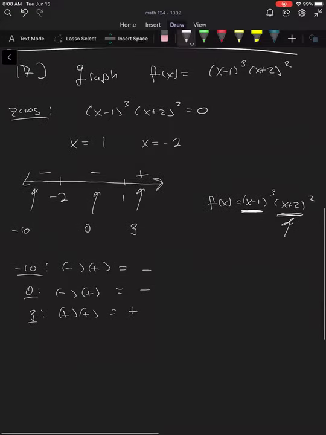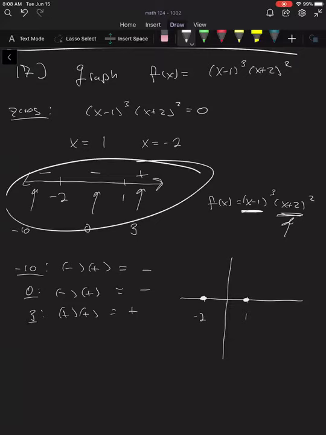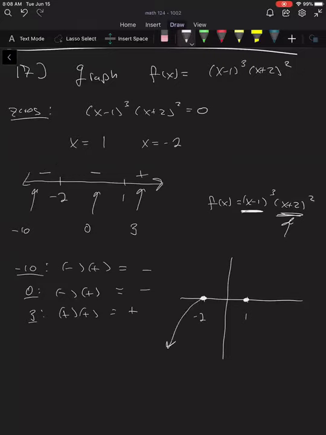So now with this, we go into our graph and we first put the zeros on. A zero at minus 2 and a zero at 1. And if we look at our chart up here, to the left of minus 2 is negative, so that means the graph goes down. In between minus 2 and 1 is negative, so the graph goes down, but it comes up and touches 1 again. And to the right is positive, so it just goes up. And so this is what the graph is going to look like.